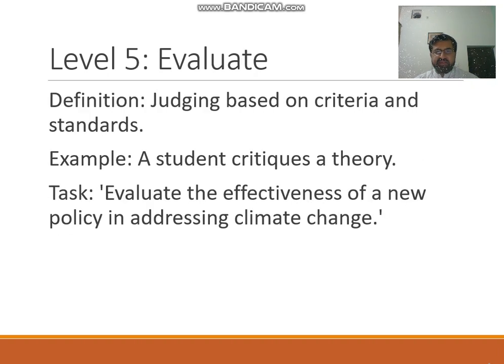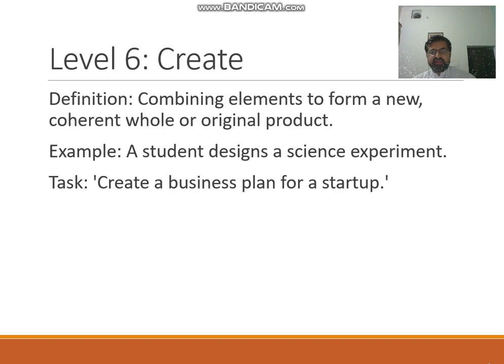Number five level is evaluate. It means judging based on criteria and standards. For example, a student critiques a theory. Its task is to evaluate the effectiveness of a new policy in addressing climate change. The last level according to revised Bloom's taxonomy is create. It means combining elements to form a new coherent whole or original product. For example, a student designs a science experiment, and its activity is to create a business plan for a startup.